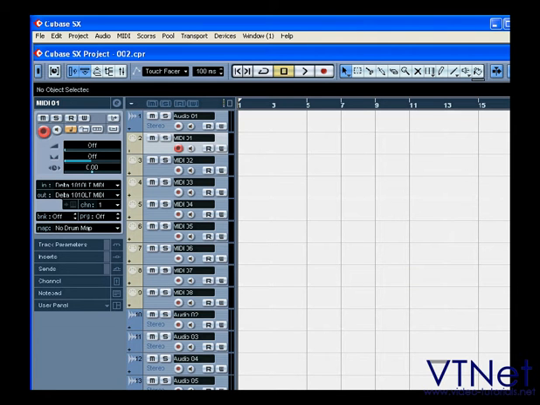DirectX is Microsoft technology for handling various types of multimedia under Windows. Cubase supports DirectX, or to be more precise, Cubase supports Direct Sound, which is a part of DirectX and is used for playing back and recording audio.